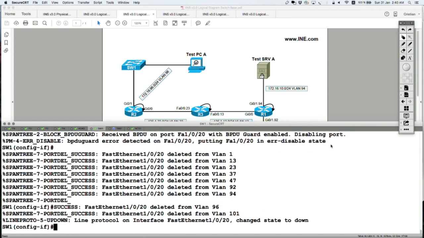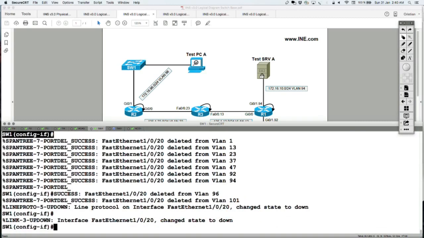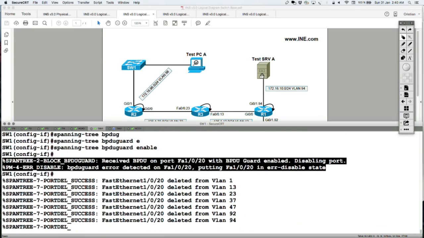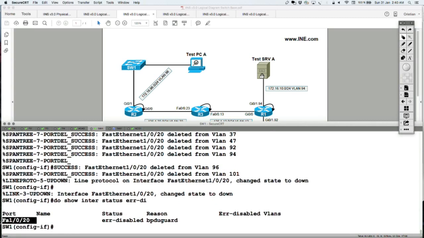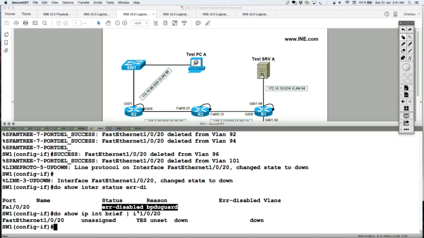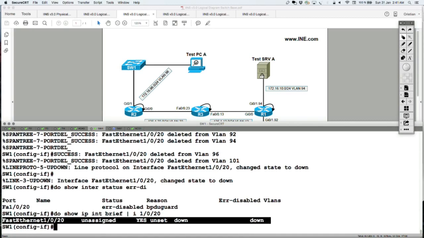So instantly the port went to a disabled state as expected, because the BPDU was received from the other side, because there's a switch connected on the other side. I just simulated behaving like on port 20 I should have a host connected, and somebody plugs in a switch which sends BPDUs, and the port instantly goes into a disabled state. So do show interface status err-disabled. Port 20 is disabled because of BPDU guard. If you say do show ip interface brief, include 10/20, here we go, it is in the logical shutdown state.